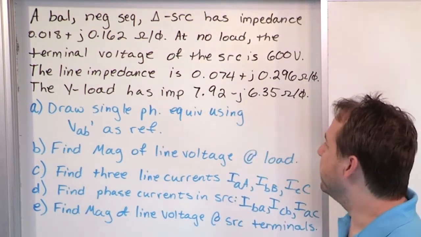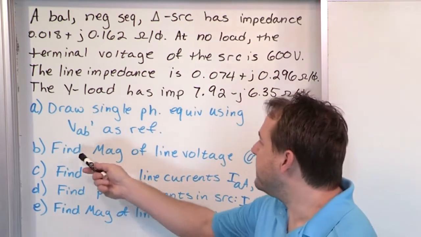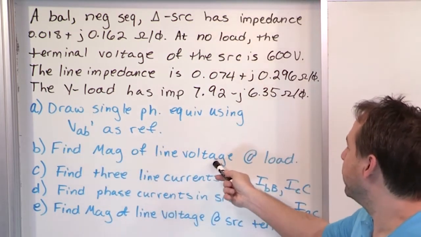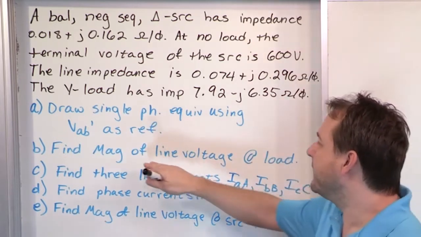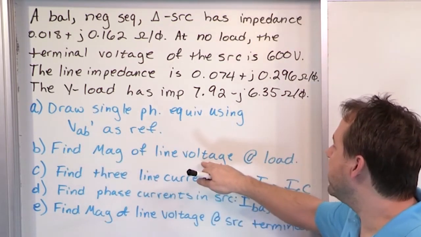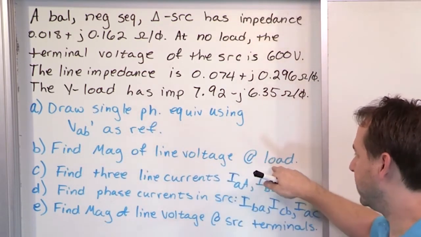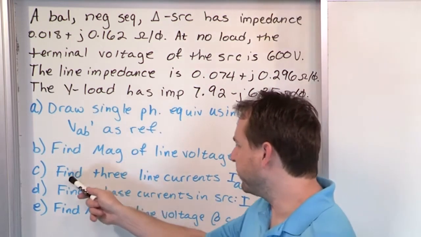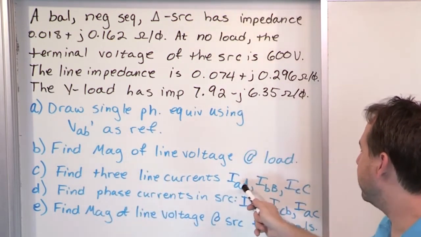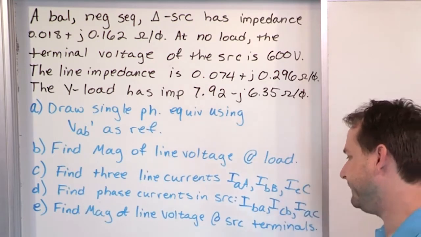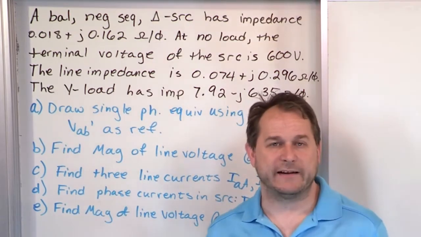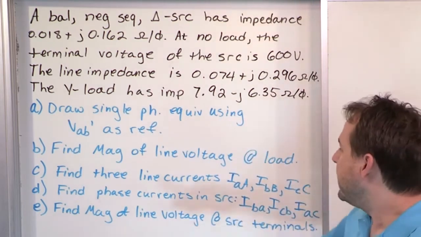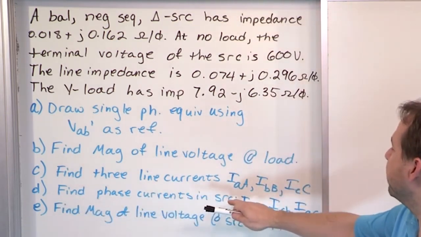Part B, after we've written the single phase equivalent circuit down, we're going to find the magnitude of the line voltage at the load. So we have VAB, for instance, but we're only asked to find the magnitude of that line-to-line voltage at the load. Next, we're going to find the 3 line currents, not too big of a surprise, AA', BB', and CC'. Once we find one, we'll find the other 2 by adding and subtracting 120.